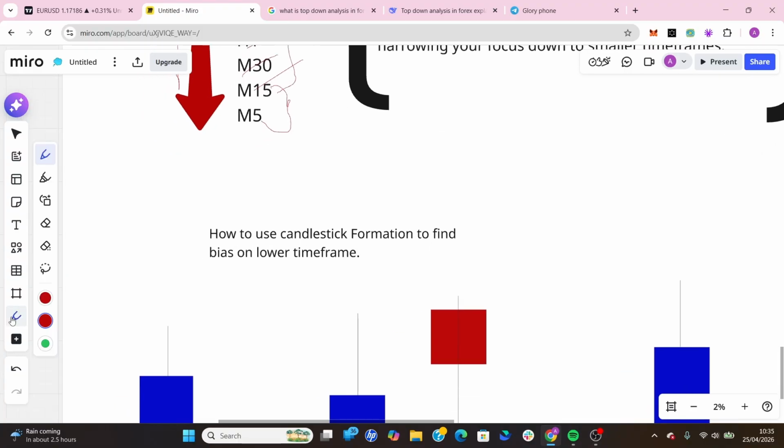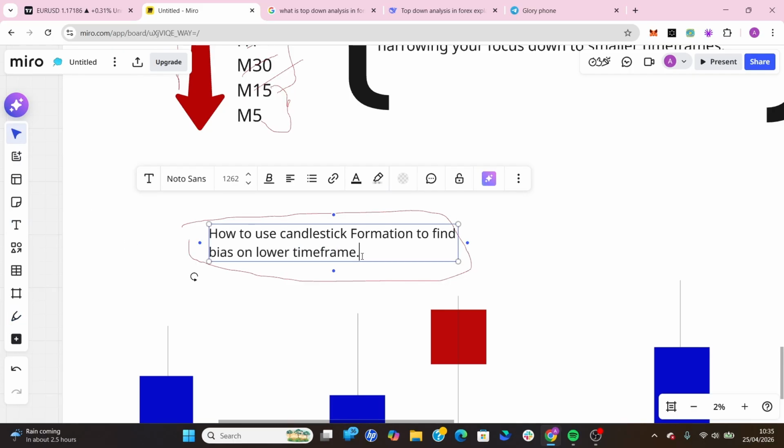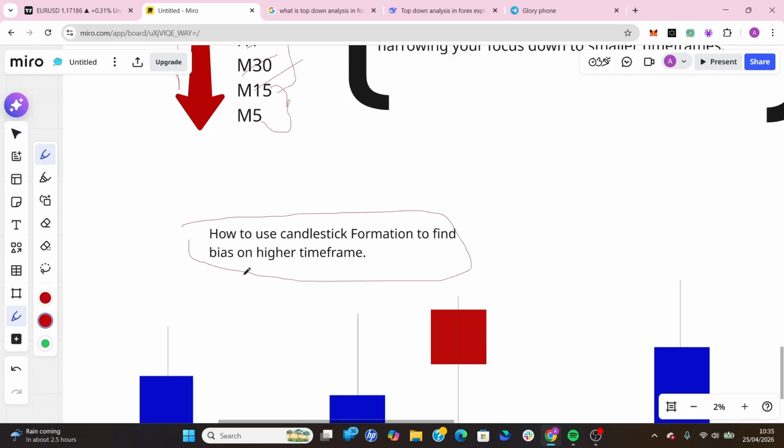So in this tutorial, I will teach you another concept, which is how to use candlestick formation to find your bias from the higher time frame. Please pardon me, let me correct this thing. This is higher time frame. So higher time frame, right? So we know that we should start our analysis from the higher time frame. But what are the types of candlestick, or what are other confluences that you can use as your confirmation to know that, okay, from the higher time frame the market could likely go up?